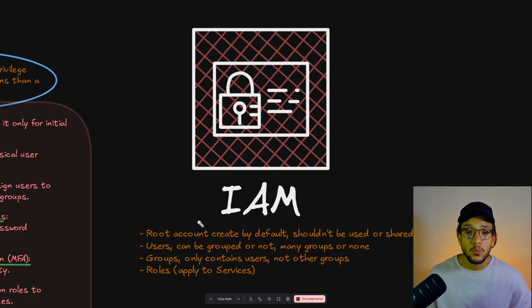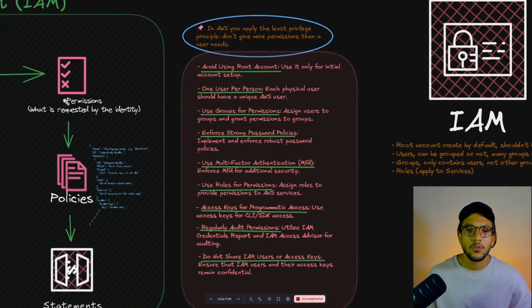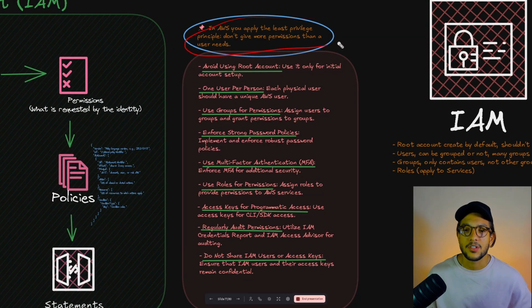Remember that groups and roles serve different purposes. Groups organize users with similar permissions. Roles provide temporary permissions for entities like services or applications. Always follow the principle of least privilege. Don't give more permissions than necessary.